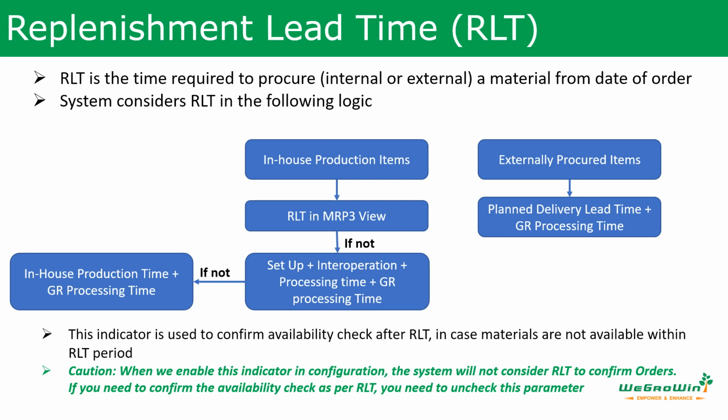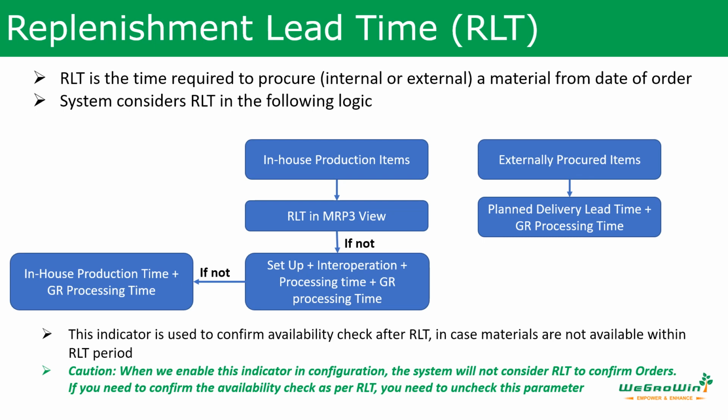And if the details are not there in the work scheduling view, the system will check the details in the MRP2 view, right? There we will discuss the in-house production time and GR processing time. Those things will be considered. These are for in-house production times. For externally procured items, the system will consider only the planned delivery time added to the GR processing time. The system will not look at the replenishment lead time in the MRP3 view, right?